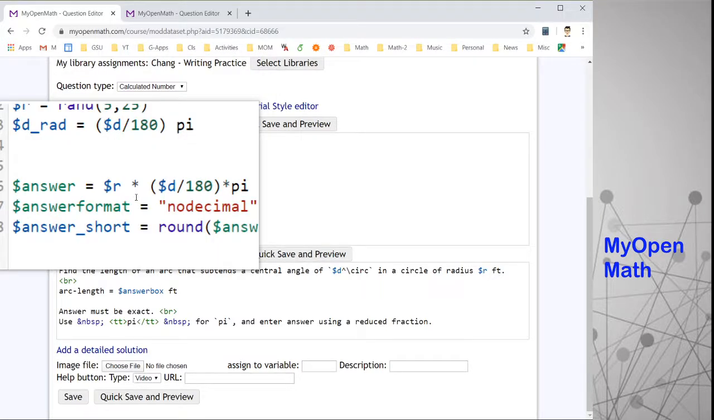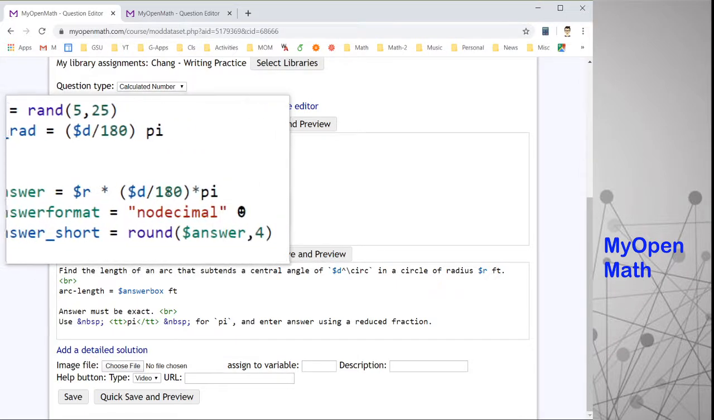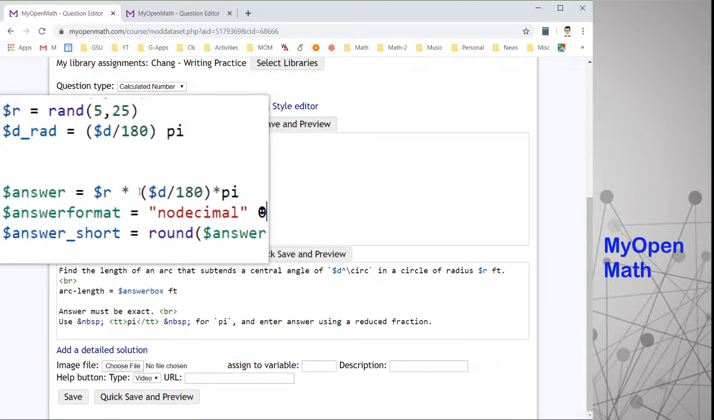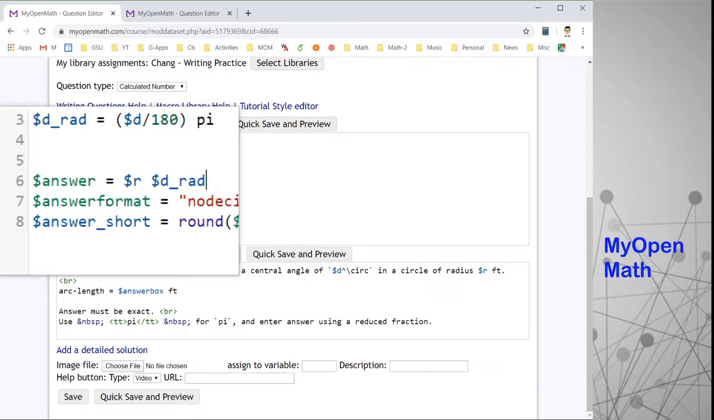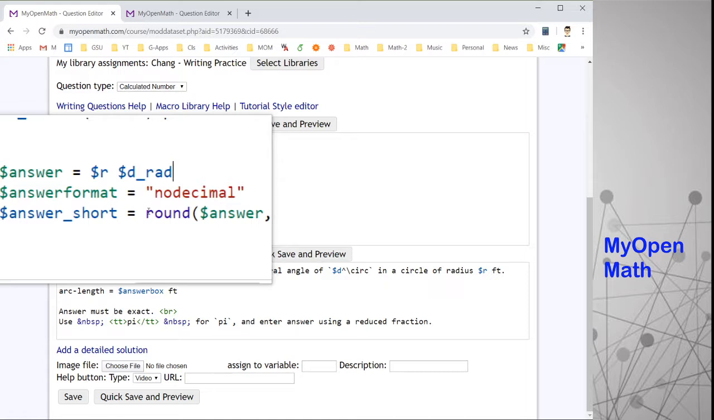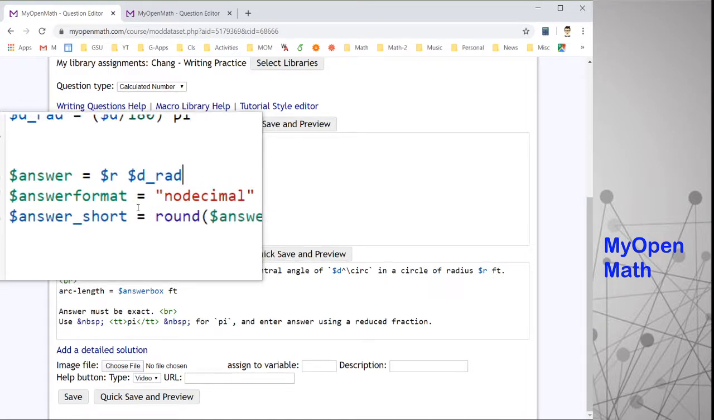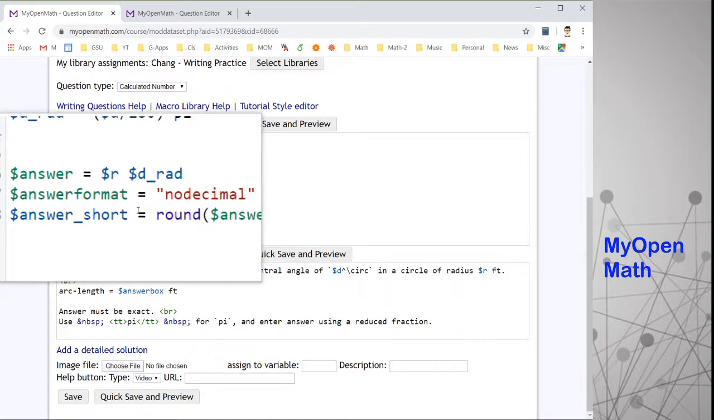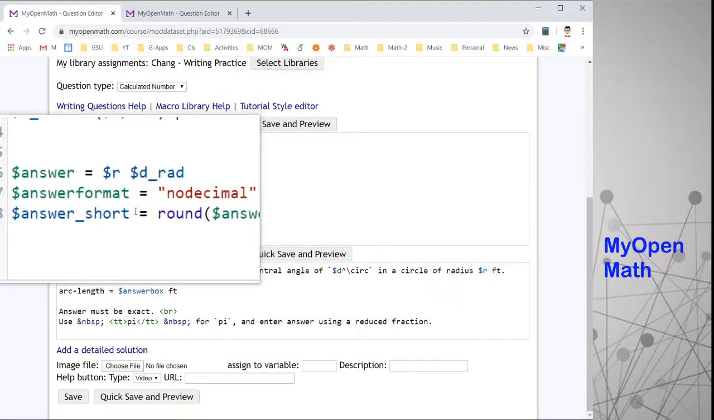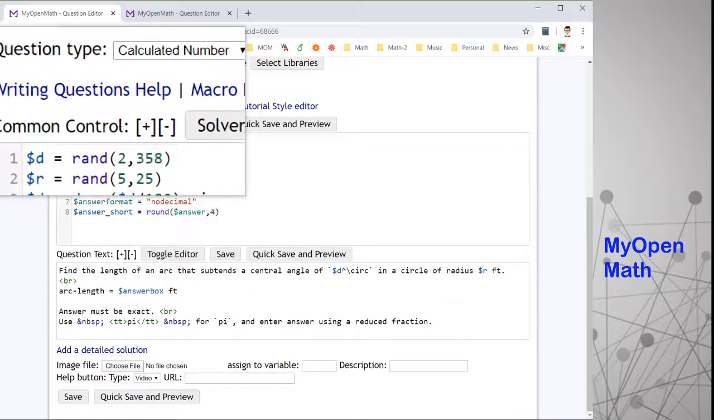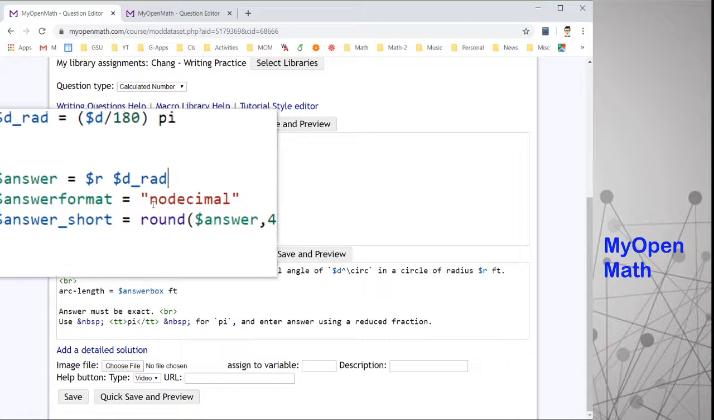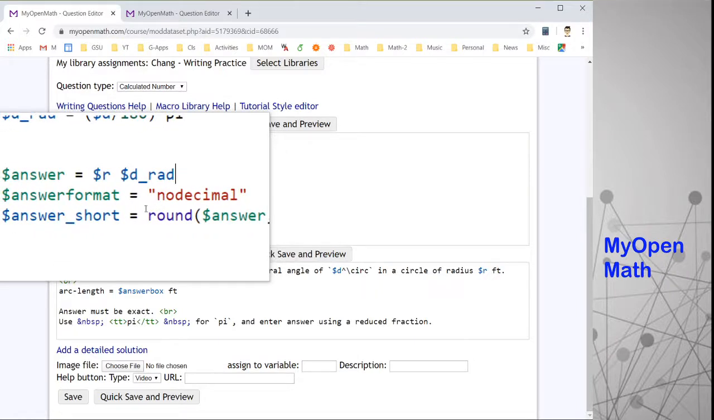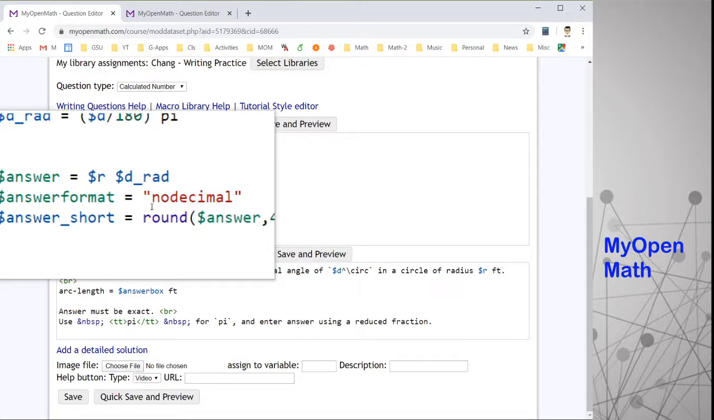So here I'm preparing the answer being R times the angle theta in there. I forgot to rewrite this one. So the answer is R times the angle D in radian. So that's going to be a decimal number. But here's the thing that's new in this video, the answer format. You can type answer format in the writing questions help and learn more about the options, but this is sufficient for this video. Putting these, no decimals.